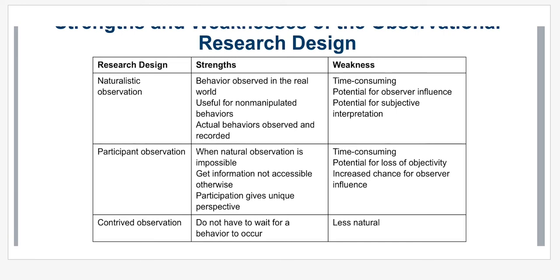There's the potential that the observer could influence behavior if participants know they're being observed, or if they get wind of it. And then also the subjective interpretation of the observer. They may interpret behavior a certain way that is not truly how the behavior could or should be interpreted. Participant observation is great when natural observation is impossible.